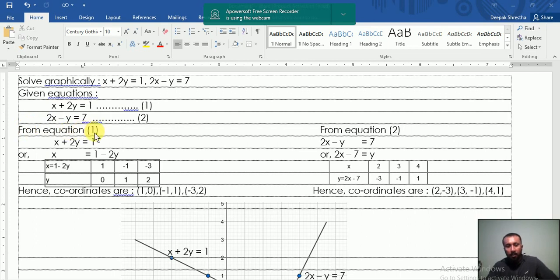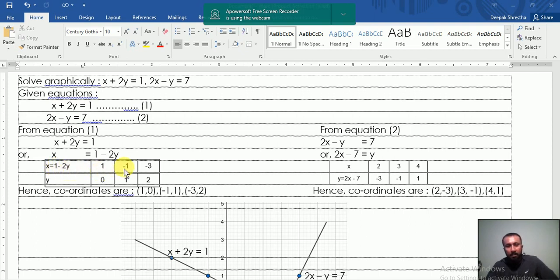From equation 1, x plus 2y is equal to 1. Here we can see the coefficient of x is 1, so we will be placing y as input variable and x as output variable. So x equals 1 minus 2y. Here we will be making a table for this: x is equal to 1 minus 2y, and y. First of all we have to put the value of y, and then we will get the value of x. That will be the result.